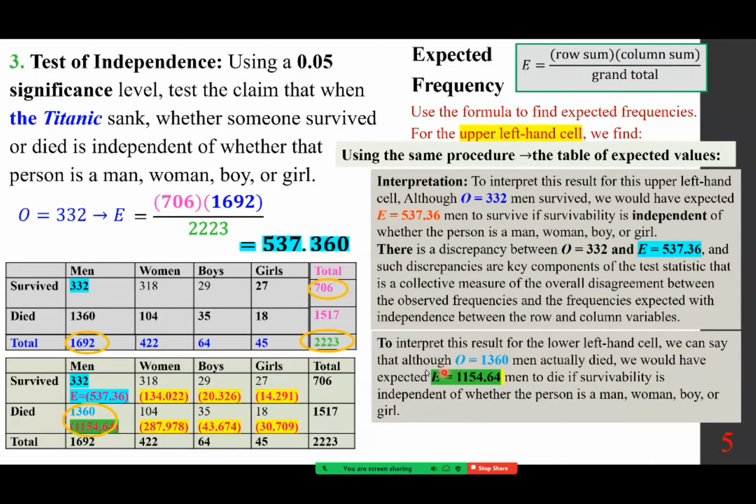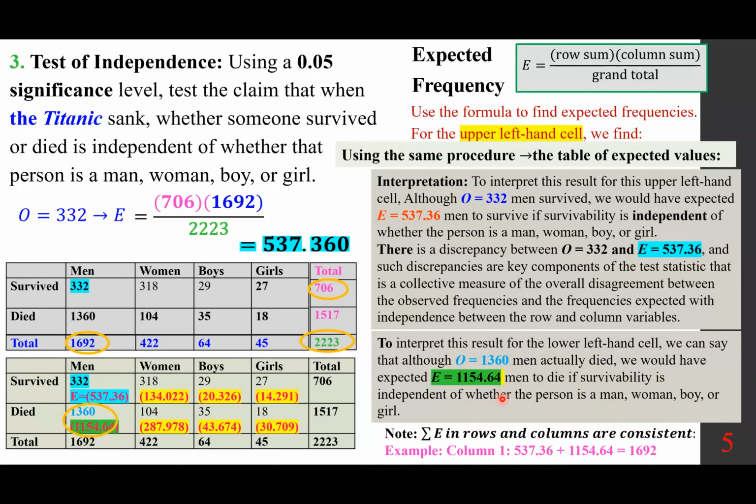1360 men actually died. If survivability is independent of whether the person is a man or woman, there should be an expected value of 1,154.60 for men that should have died instead. That would be the meaning of this.